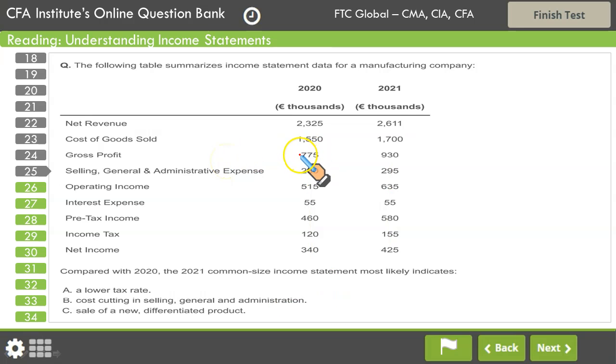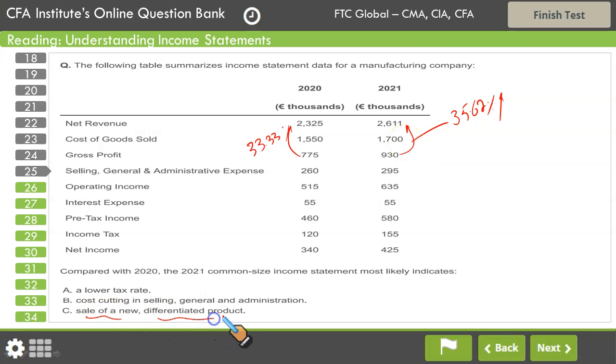So let us see what is the gross profit as a percentage of sale in these 2 years. So 775 upon 2325 gives me 33.33% last year. What is the percentage now? 930 upon 2611 times 100 gives me 35.62. Well, that shows some improvement here. Your gross margin has gone up, and this could be the justification.